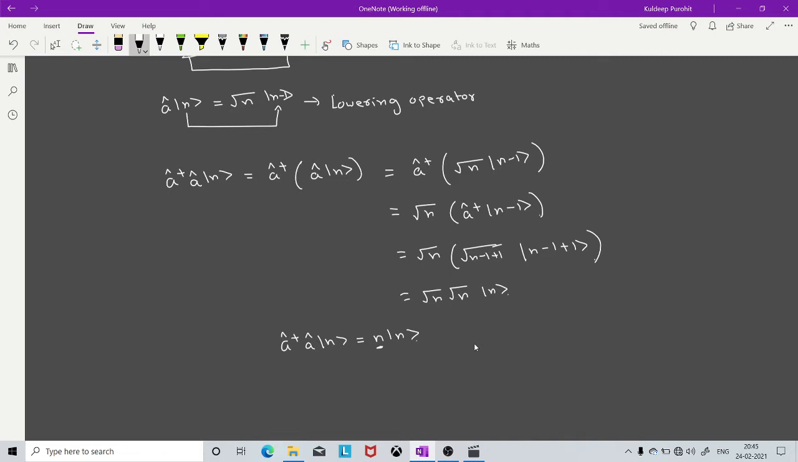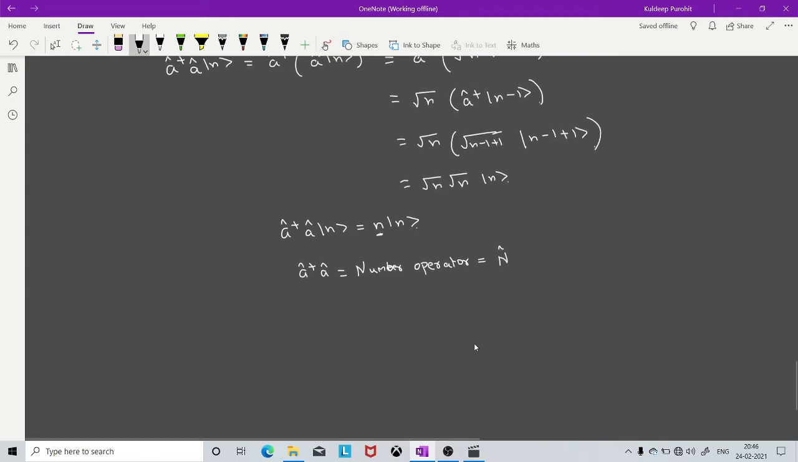If you operate on an unidentified state, where the value of n is not known to you, then you can operate a dagger a on state n and you will get this value of n. So you can easily identify on which state your measurement is done. This combination of a dagger a is generally known as the number operator, denoted by capital N.